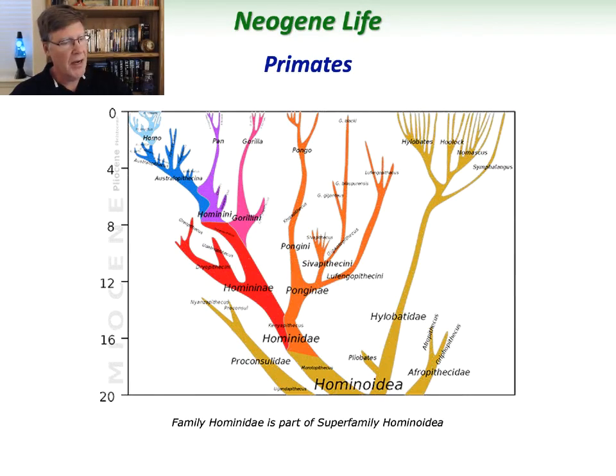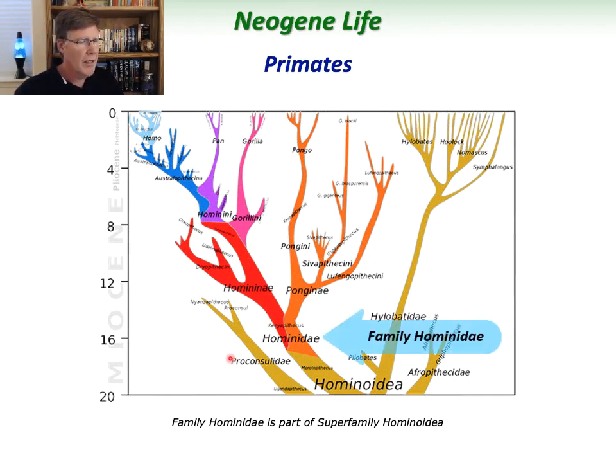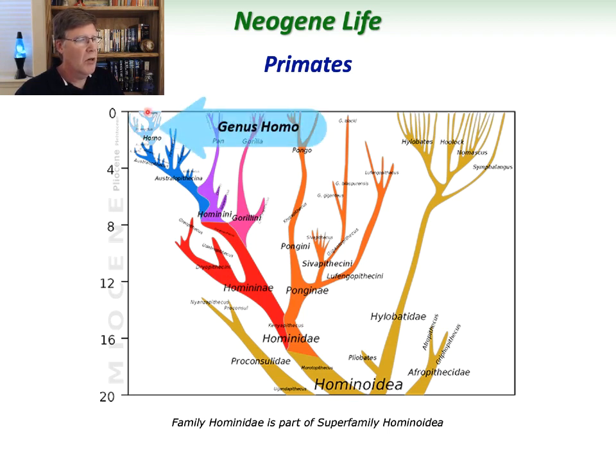I included this diagram here just to show the lineage of family Hominidae, getting its start in the Miocene. Here's the Miocene, and then branching off into two subfamilies. The Homininae is what we are a part of. And then we split from the gorillas and the chimpanzees, and here's our genus, genus Homo, which really starts to proliferate in the last couple million years.